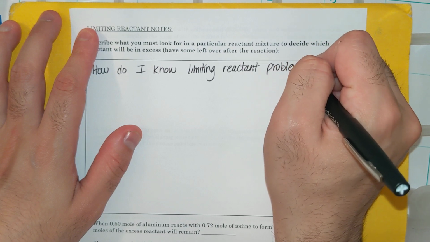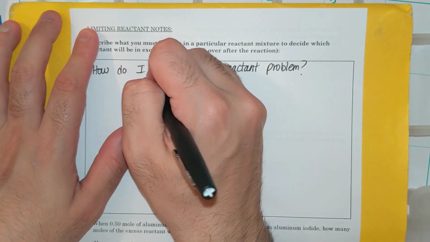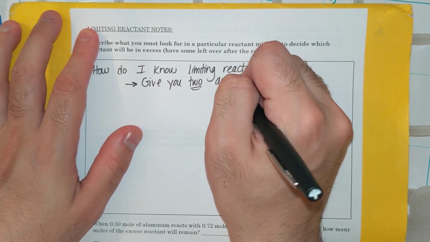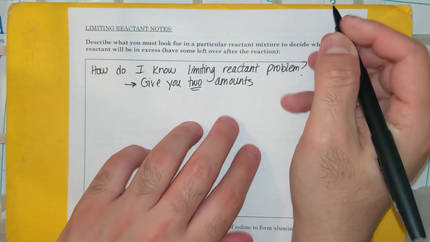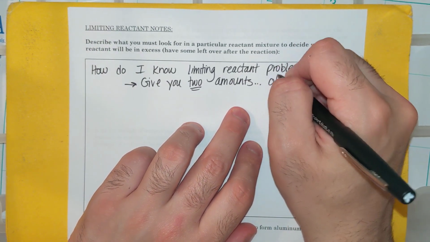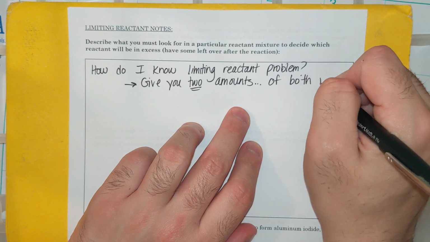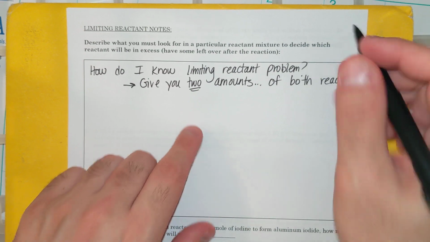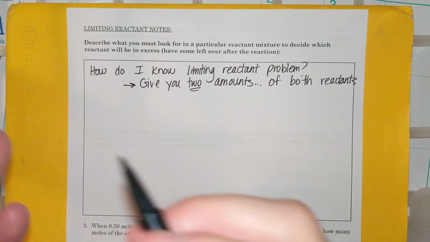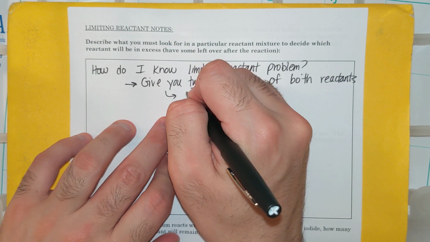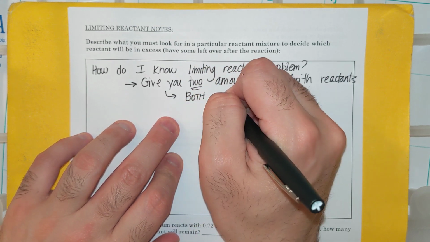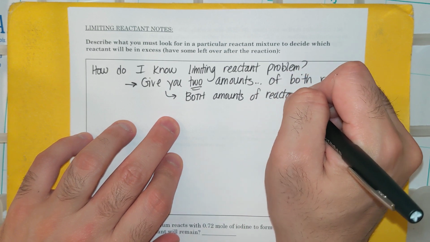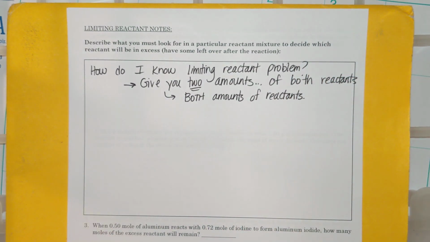Okay, so the first thing to look for is I give you two amounts of both reactants. What I mean here is I'm giving you two amounts of something. So I'm going to give you both reactants, or aka both amounts of reactants. Okay, so that's how you know I'm giving you a limiting reactant problem.